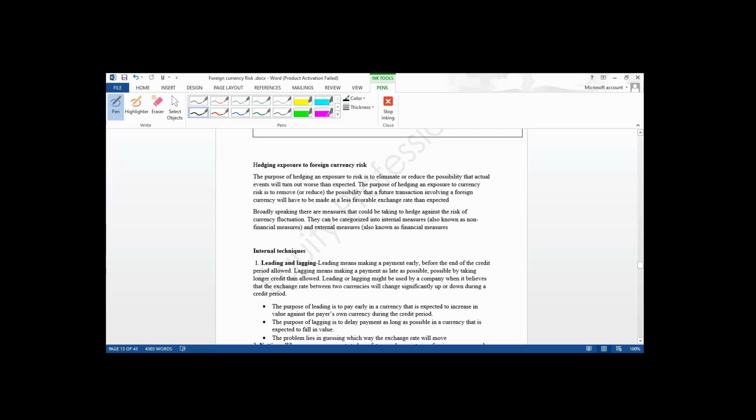If the exchange rate is expected to fluctuate up, that is, the exchange rate will rise at future periods, you are going to do leading. You are going to make your payment early now, before the exchange rate will rise. Otherwise, if it will fall, then you are going to delay payments.